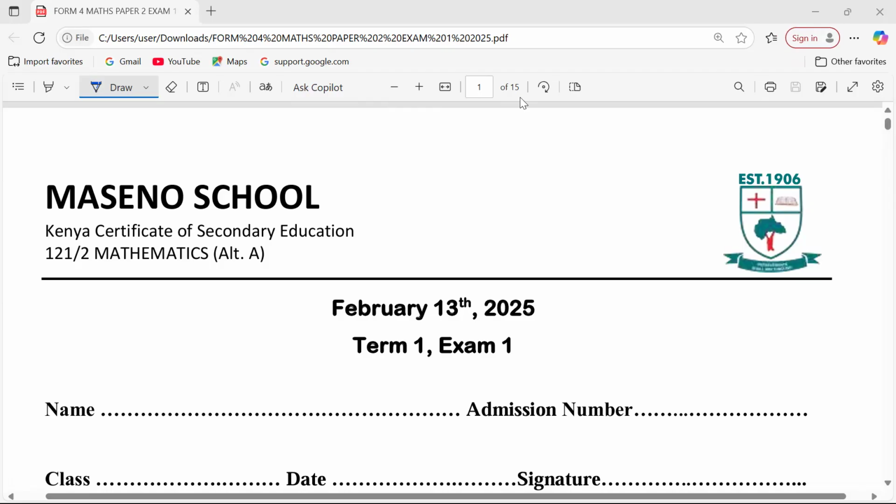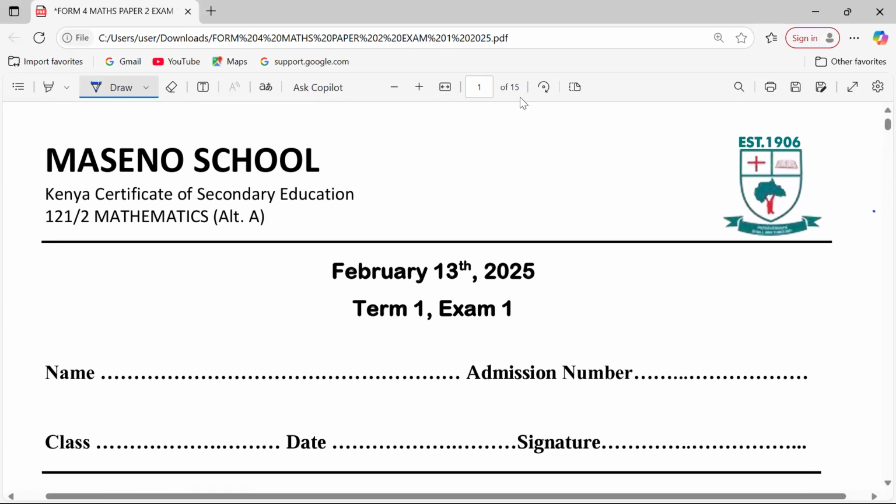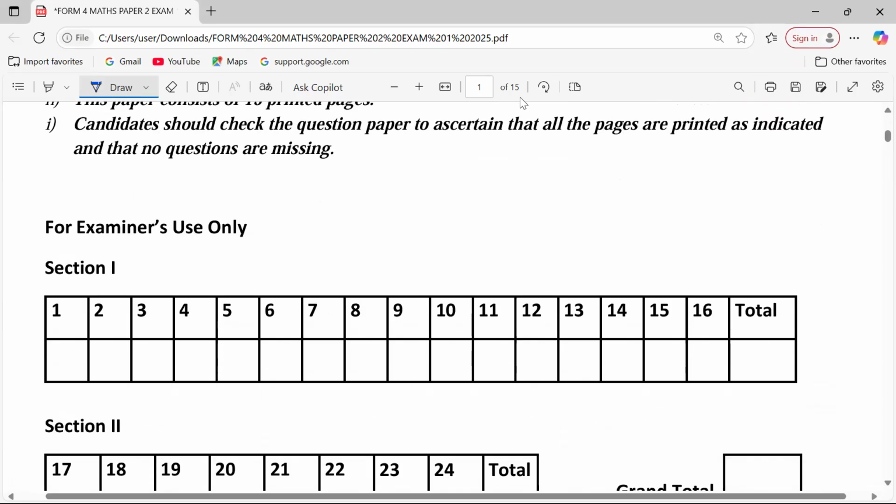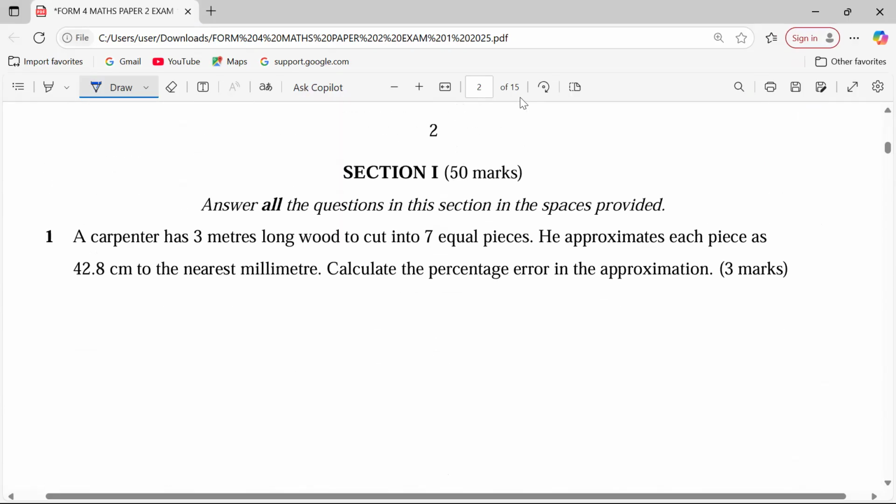Today we shall be discussing the Maseno School Mathematics paper 2025. So I hope you shall follow through and you shall get something in today's discussion. So we'll be discussing paper 2, section 1.